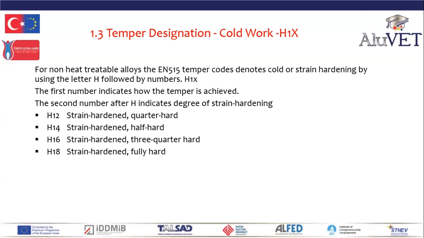The standard EN 515 designates strain hardening using the letter H, and then number 1 says that this alloy is in a cold worked or strain hardened condition. The second number after the H1 indicates the degree of strain hardening. That is the amount of strain hardening, and it's an indication of the resultant yield and tensile strength increase.